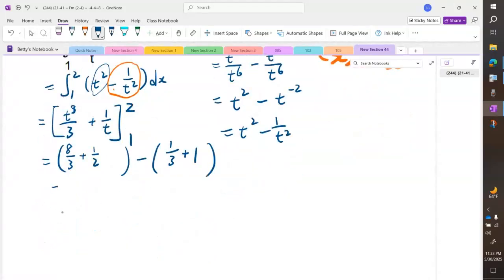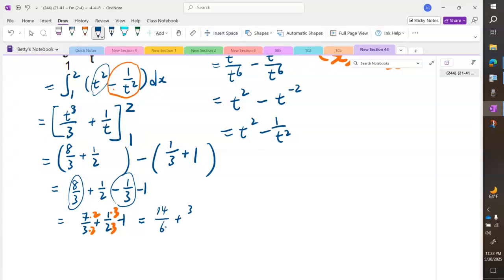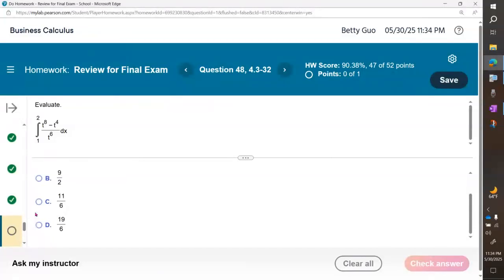And then we calculate. So 8 over 3 plus 1/2 minus 1 over 3 minus 1. 8 over 3 minus 1 over 3 is 7 over 3, plus 1 over 2 minus 1. Make them have the same denominator. 14 over 6, 3 over 6, minus 6 over 6. So we have 11 over 6. C.